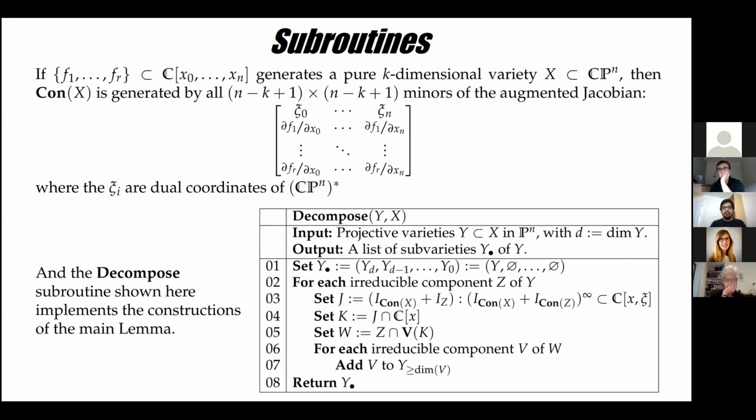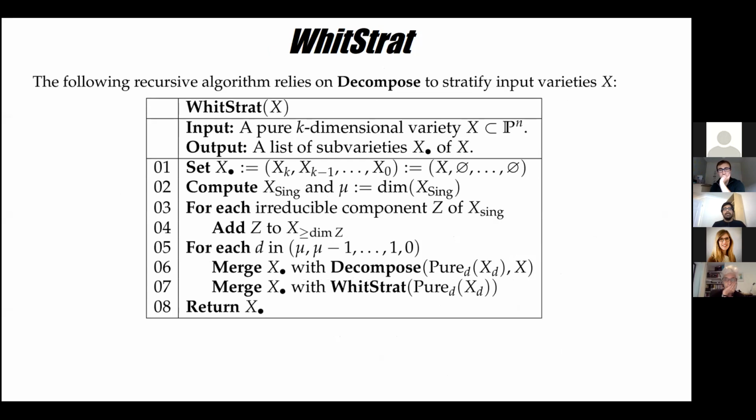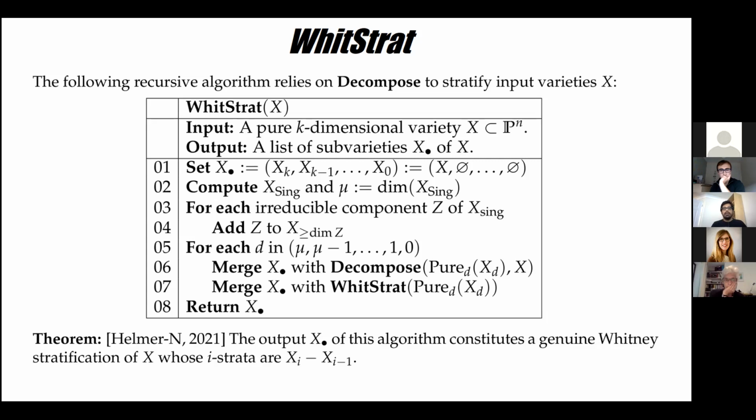And once you have this lemma implemented on a machine, with all of these operations, lines 3 through 7, all of these just require ideal elimination, like Buchberger's algorithm, nothing scarier than that. Once you have this, you are able to just build a recursive routine, very simple. There's only 8 lines here, and even the Macaulay code has only a few lines in it. And this routine is exactly what will build a Whitney stratification of the input variety X.